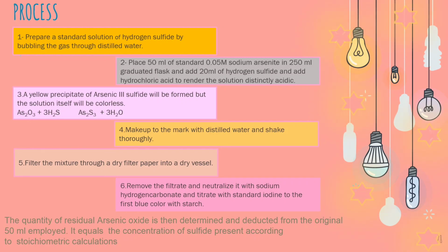Then we will filter the mixture through a dry filter paper into a dry vessel, and we will take the filtrate, neutralize it with sodium hydrogen carbonate and titrate with standard iodine to the first blue color with starch. As a result, the quantity of the residual arsenic oxide is determined and deducted from the original 50 ml employed. It equals the concentration of sulfide present according to stoichiometric calculations.